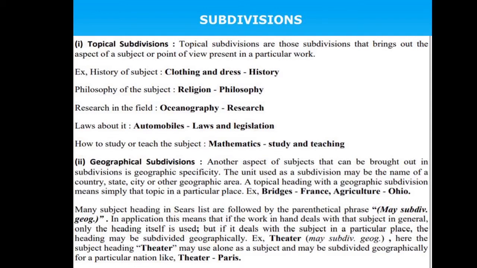Then geography, as we already discussed, the locational subdivisions. So it is talking about bridges in France. A topical heading with a geographic subdivision means we note the topic in a particular place. Bridges here is the topical heading, and France is the geographical subdivision. That means the topic is located to a particular place only. Here they are talking about the bridges only in France, not all over the world. That is what it is describing.